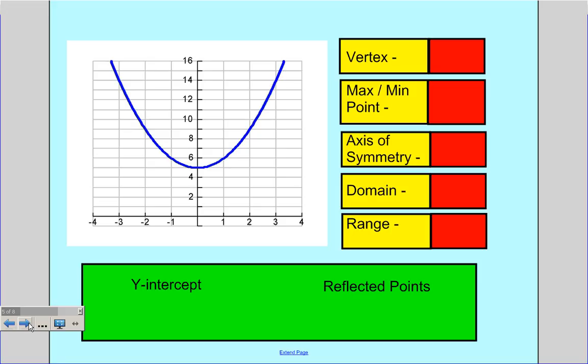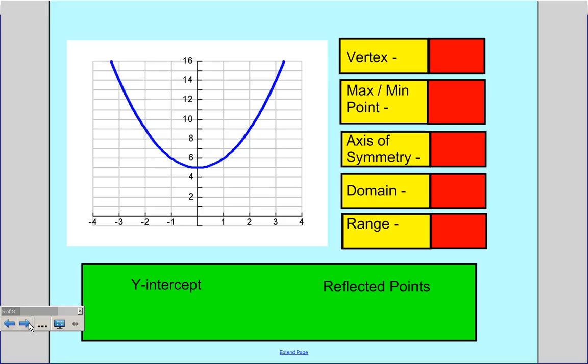Now, when we look at these parabolas, we'll get into what creates them and everything later, but I want to point out a couple of important facts about them. You see over here we have vertex, maximum and minimum point, we have axis of symmetry, we have domain, we have range, and then below we have y-intercept and reflected points. Now, some of these you've seen before. You've seen domain and range, you've seen y-intercept. They all pop up again here.